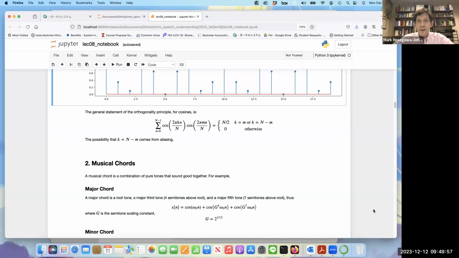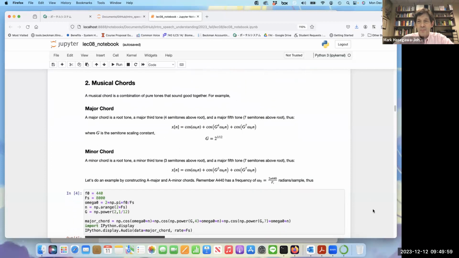Okay, thank you. Right. So now let's make that more relevant to the real world by talking about something that's fun to listen to, and that is musical chords. The first two musical chords that you learn when you start to study music are the major chord and the minor chord. Each of these contains 3 notes. A major chord is the root tone, and then a major third, which is 4 semitones above the root, and a major fifth, which is 7 semitones above the root.